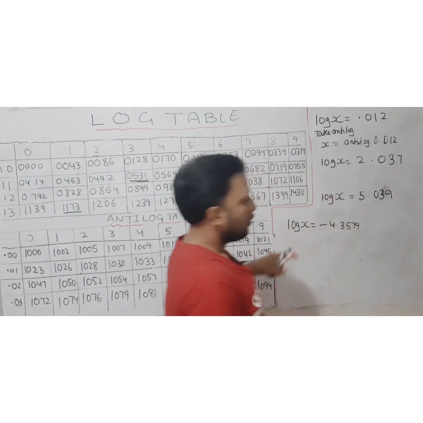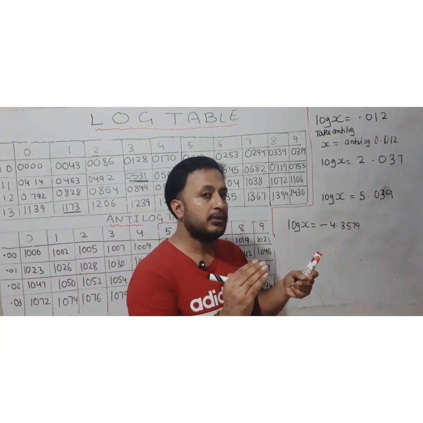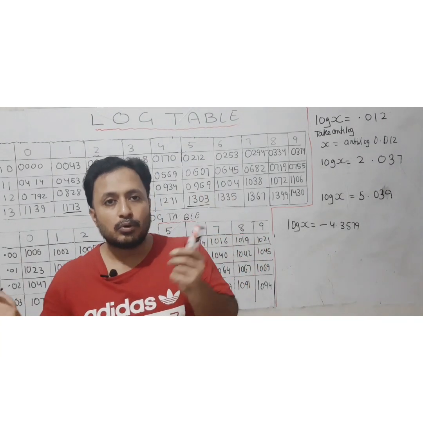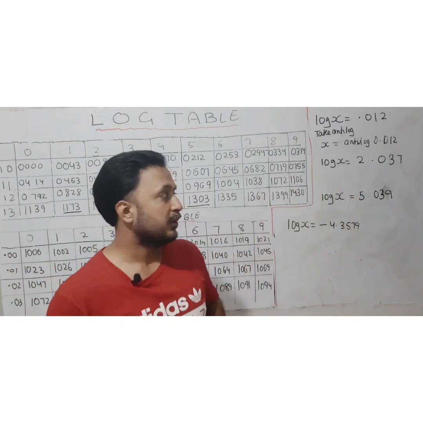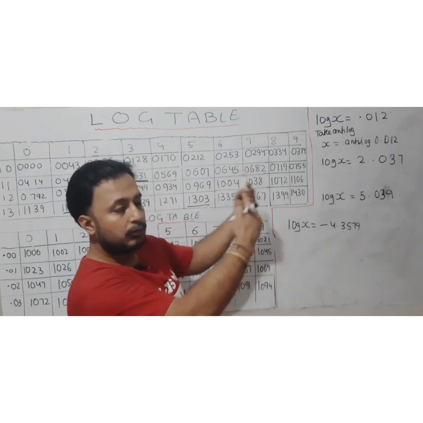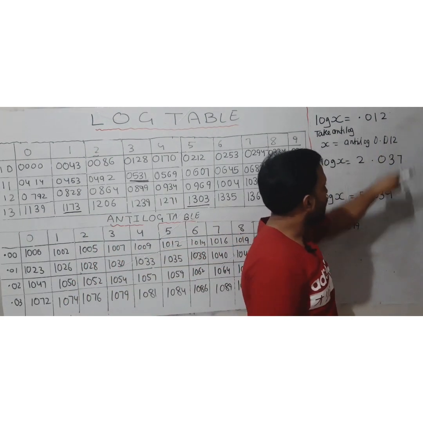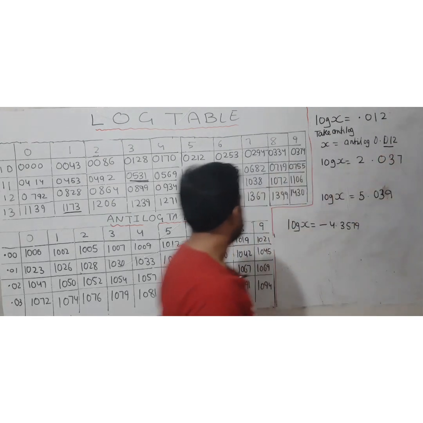Okay, so the way you are going to see the values is the same as you have done in the log table also, but only those values which are after the decimal, and only 2 digits you are going to consider. For the third digit, you have to see the value. Like here it is 0.012, so I am going to see the value of 0.01, 2 digits, and the third digit, that is 2.